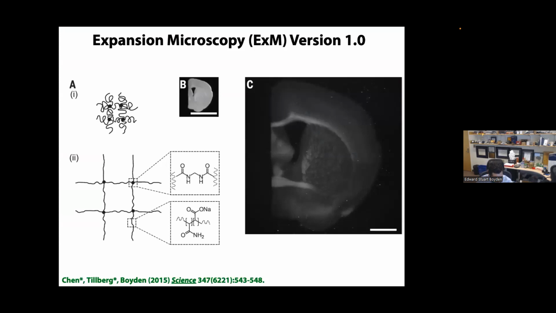So we announced this discovery that we could physically expand biological specimens in 2015. This was done by 2 then graduate students in my group, Fei Chen and Paul Tillberg. In panel B is a pretty large piece of the mouse brain, several millimeters on a side. Panel C is the same piece of mouse brain tissue that's been expanded by about 100 times in volume, by about 4.5-fold in each direction. The specimen starts out with the polymer in a compact state, shown in the upper left.